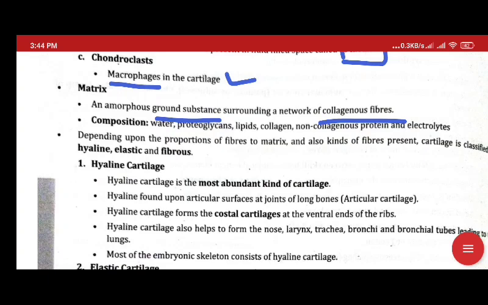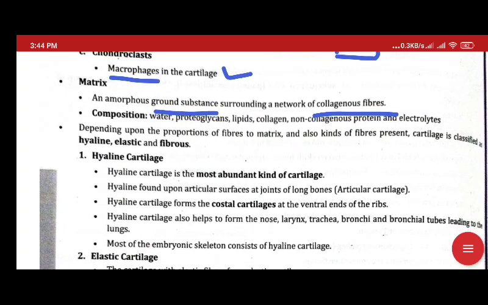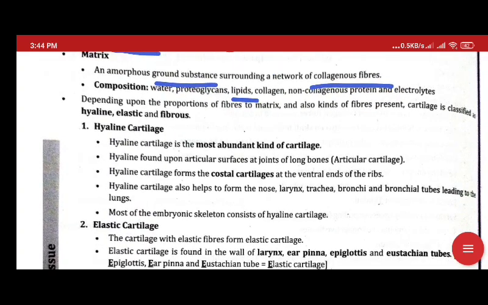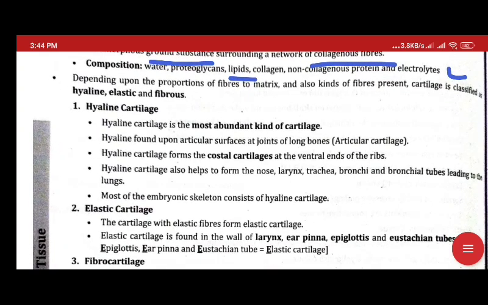Now matrix is composed of what? Water, peptidoglycan, lipid, collagen, and also what? Electrolyte. That type of mixture, or we can say matrix is a type of what? Cell protoplasm like. Now types of cartilage depend upon its matrix. Depending on matrix, we have three types of cartilage, that is hyaline, elastic, and fibrous.